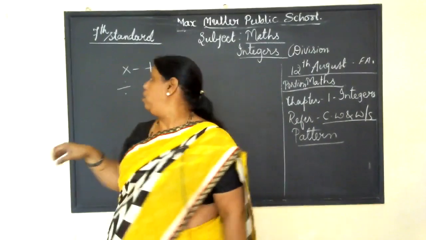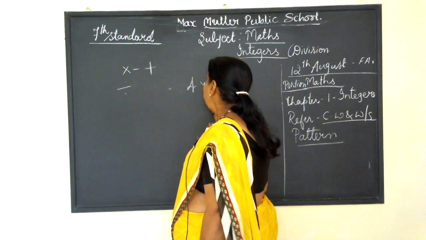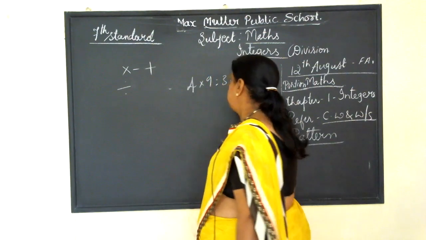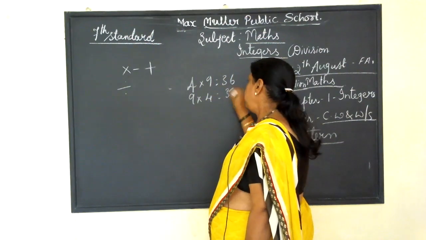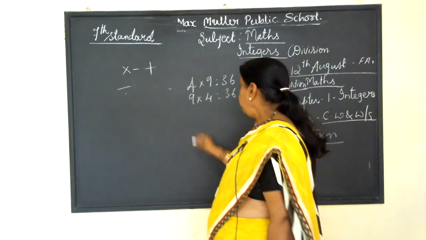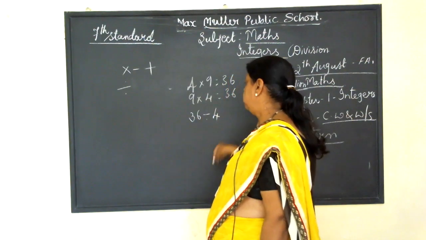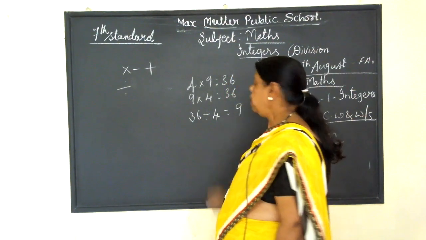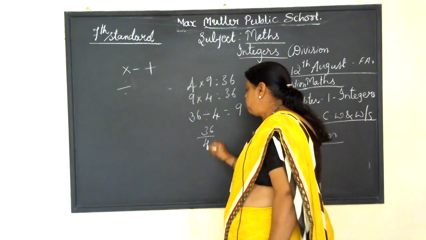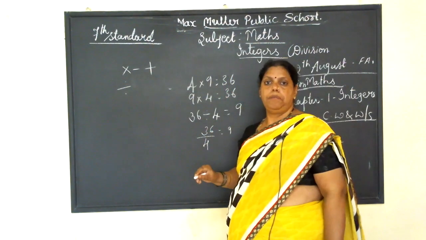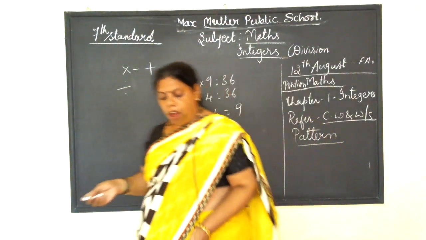So now, I'll give an example also. 4 9s is 36, isn't it? 9 4s are also 36. You have learned this in multiplication. But when you divide 36 by 4, you will get 9 as the answer, the quotient. Okay, 36 divided by 4 is equal to 9. 36 divided by 9, you will get the answer as 4.